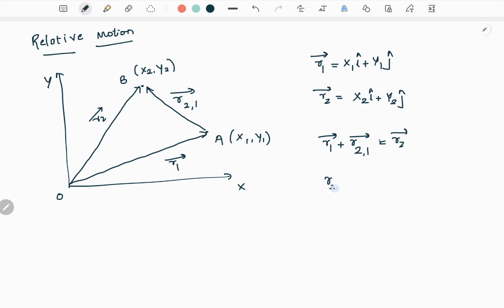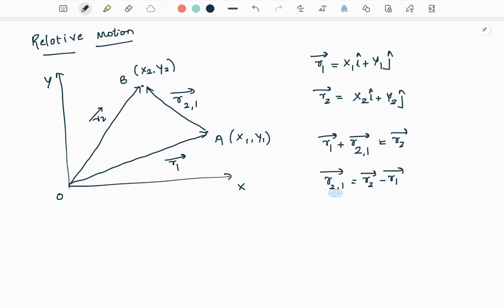Or we can write R21 is equal to R2 minus R1. R2 bar is the position vector of the second body with respect to the fixed reference point which I've taken to be the origin. R1 bar is the position vector of the first particle with respect to that reference point O. R21 is the position of B relative to the position of A.